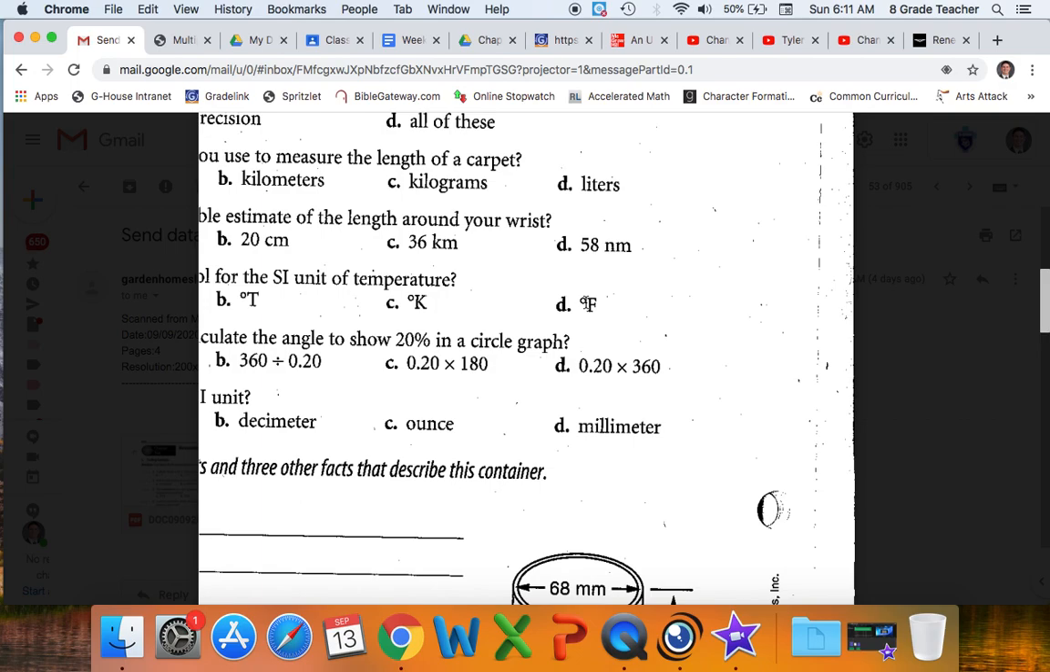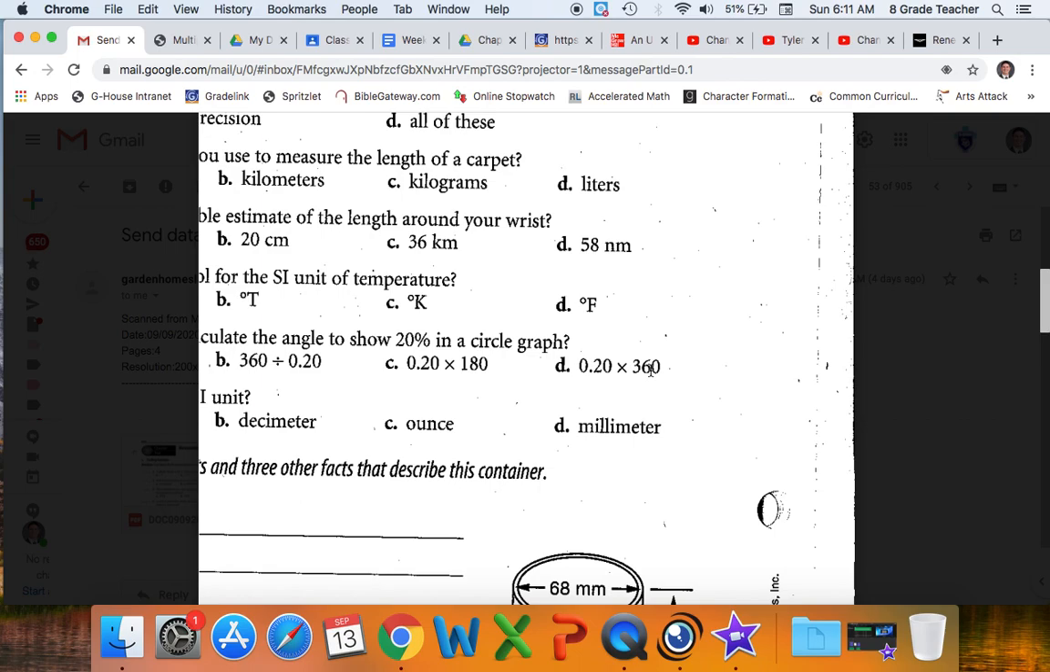19. How do you calculate the angle to show 20% in a circle graph? This might be helpful for the next part of our test where we actually have to calculate the angle for a circle graph. If you remember from our lesson, we take whatever degree measurement we have as a fraction, turn that into a decimal and multiply by 360, or as a fraction multiply by 360. In this case, you're going to take 0.20 times 360 because you turn 20%, move the decimal, to 0.2. 0.2 times 360 is going to give you that degree measurement.